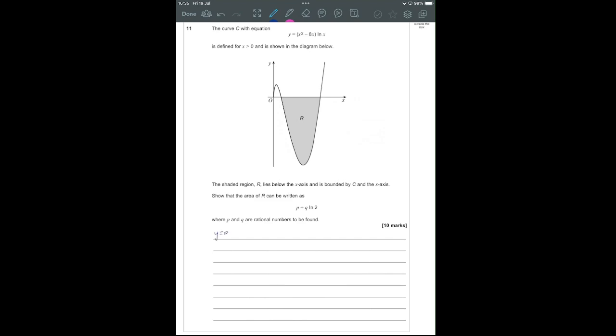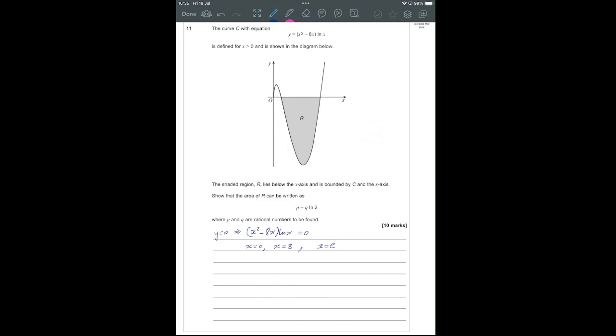So y equals 0 implies that x squared minus 8x ln x equals 0, well then that's either x equals 0, x equals 8 from the quadratic thing, or ln x equals 0. Well, if ln x equals 0, that says that x is e. No, it doesn't.